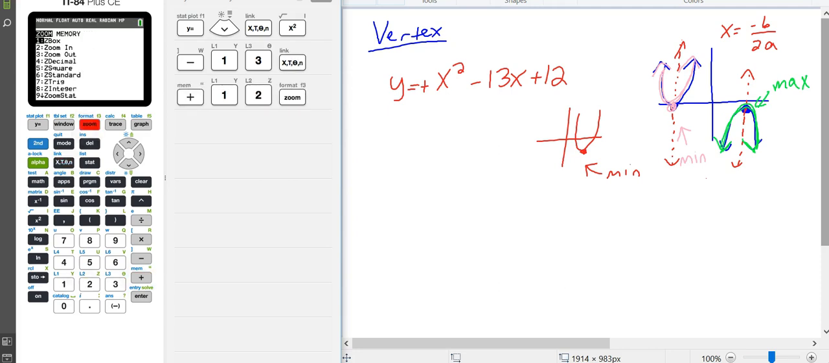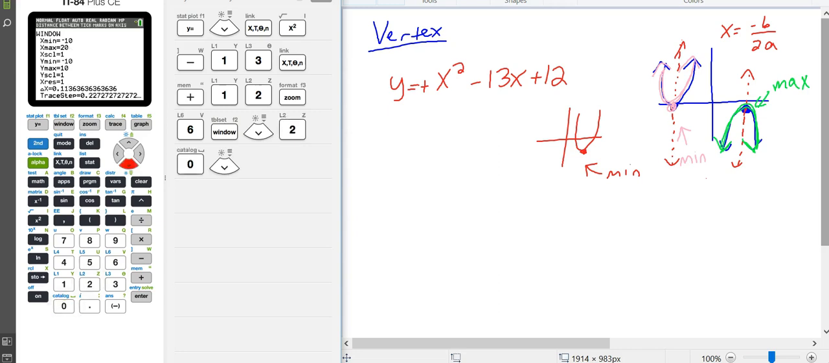And then we can try zoom 6. We might need to adjust our window though. We don't see the minimum point here because the minimum is somewhere down over here. So we're going to adjust our window. We're going to make our y minimum a little bit lower, and then we're going to make our x maximum a little bit bigger so we can see further down into the fourth quadrant. We're going to go to window, x max, let's make that 20, and y min, let's make that negative 25. And graph.